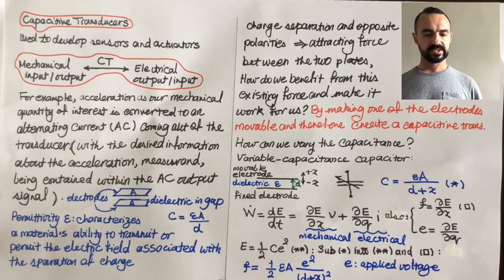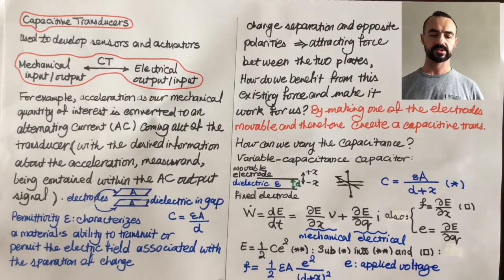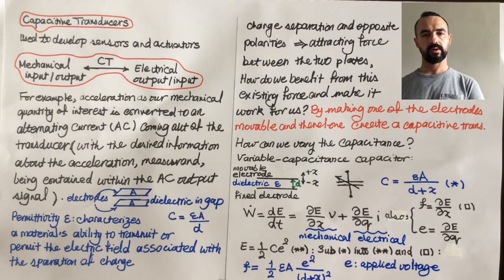Hello, this is a short description of capacitive transducers. Capacitive transducers are used to convert a mechanical quantity to an electrical quantity or vice versa. In other words, we have a mechanical input or output and we have an electrical output or input. Capacitive transducers are frequently used. I'm using them frequently in my research.